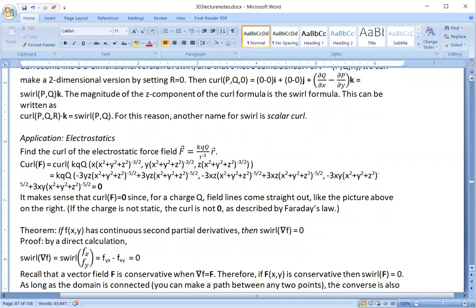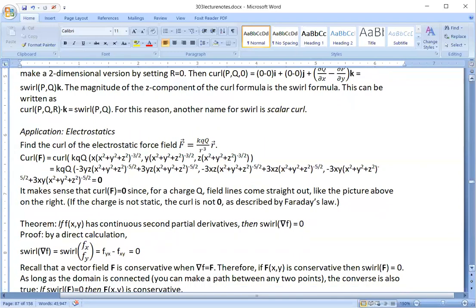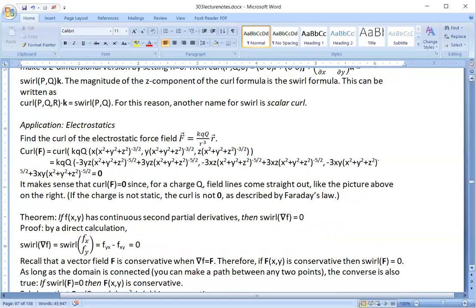So it turns out that as long as the domain is connected, meaning you can make a path between any 2 points, which is usually what we're going to be dealing with, then the converse is also true. In other words, if the swirl of the vector field F equals 0, then the vector field F of x, y is conservative. And again, remember that conservative is just the same as saying gradient of some function f equals vector field F.